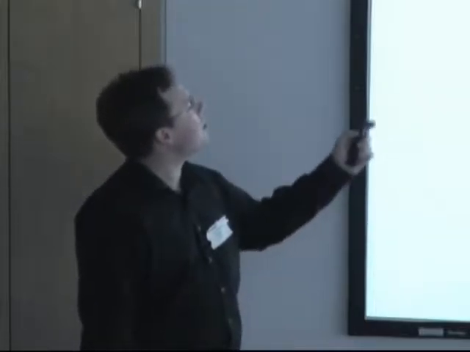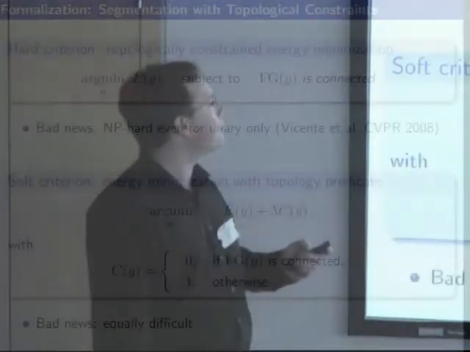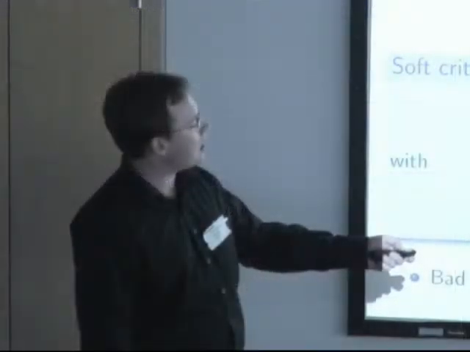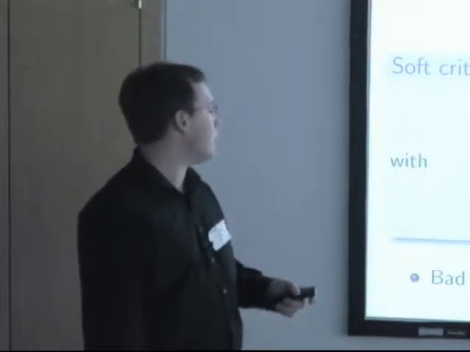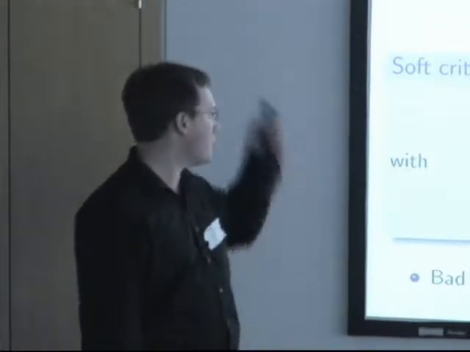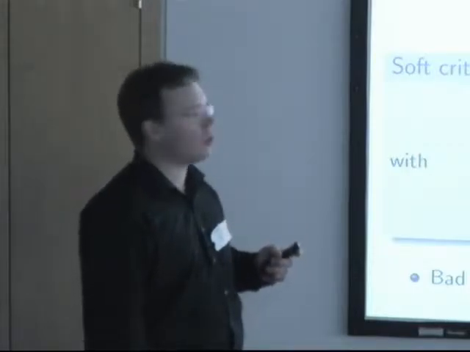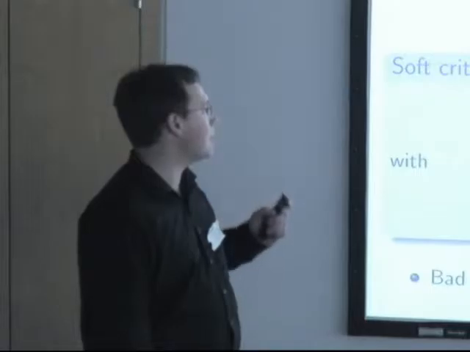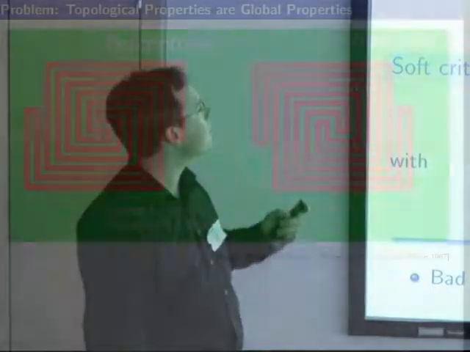So instead of having this hard constraint, we can formulate it in a soft way and say, let's define some potential function and find the minimum of the potential function that is 1 if it is not connected and 0 if it is connected. And it turns out this is not really any easier. It's still NP hard to optimize this thing. If something is NP hard, that doesn't mean that people don't do it, but it's still a bad sign.